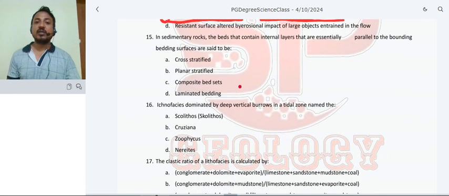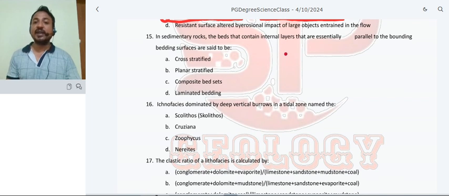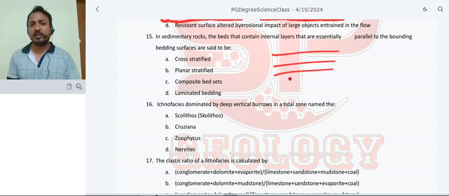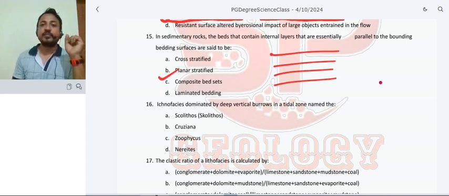In sedimentary rocks, the beds that contain internal layers that are essentially parallel to the bounding surface are said to be... If internal layers are essentially parallel, they are called planar stratified.